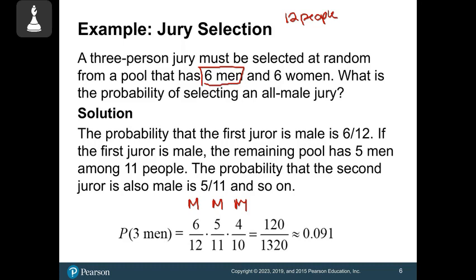Once that slot has been filled, I now have 5 men remaining and 11 total people. So the second probability is then 5 out of 11 because there's 5 men remaining out of 11 total people. Once that second spot has been filled, 2 men and 2 people have been taken out of the selection. So I'm now down to 4 men to choose between 10 people that remain to be chosen from. And then I can multiply across. 6 times 5 times 4 is 120. 12 times 11 times 10 is 1,320. And that comes out to about 0.091 or about 9% chance that I'm going to get all men.